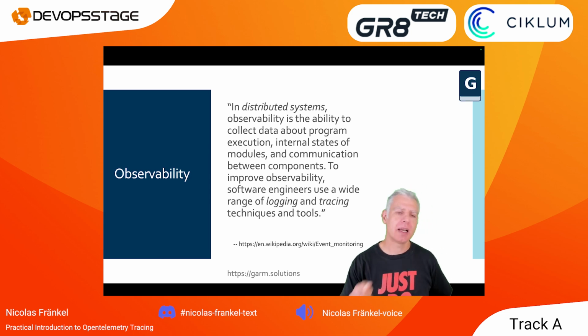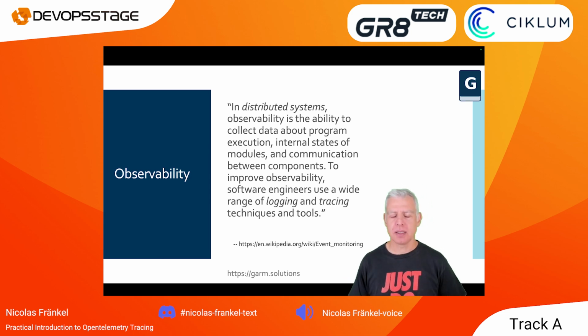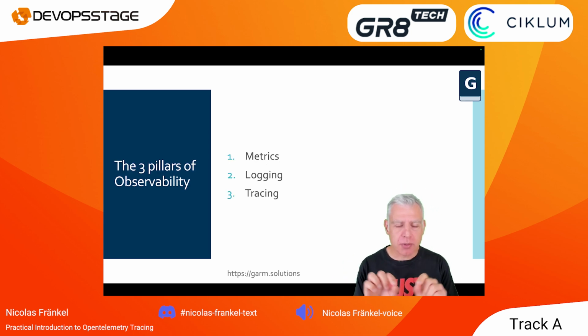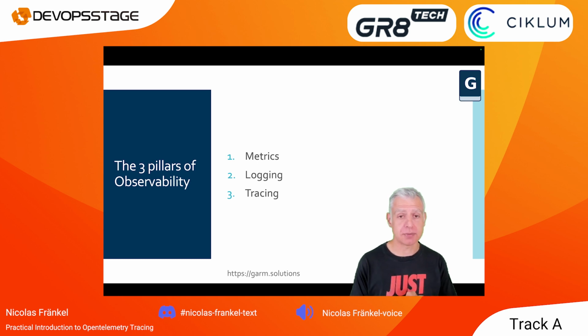And here I let you read the Wikipedia definition. And in general, I like Wikipedia a lot, so I use a lot of definitions from Wikipedia. And here it's interesting that the definition mentions logging and tracing. However, the definition of observability is based on three different pillars. Metrics first, logging and tracing.